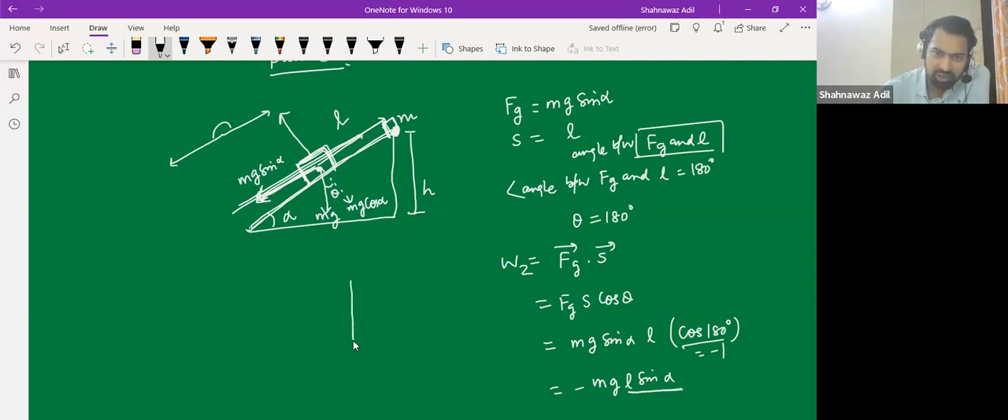So let me draw this diagram here. You have this alpha, you have this H, you have this L. So how are alpha, L, and H related? How are these three related, guys?